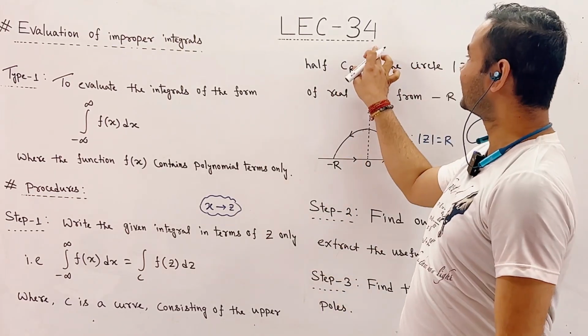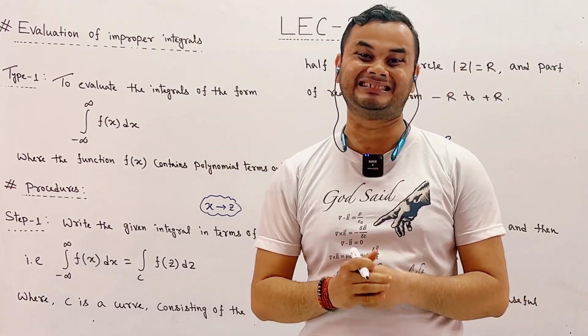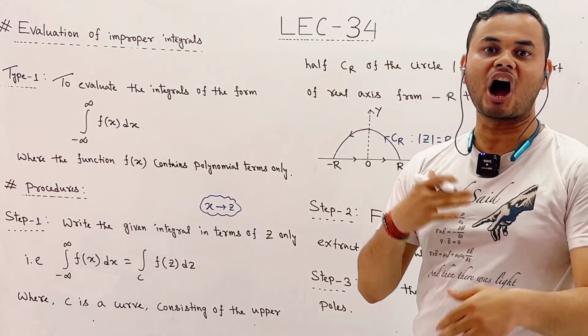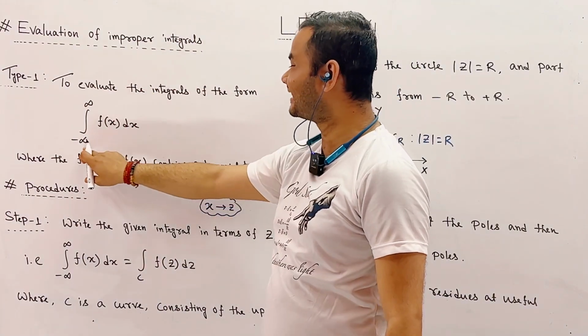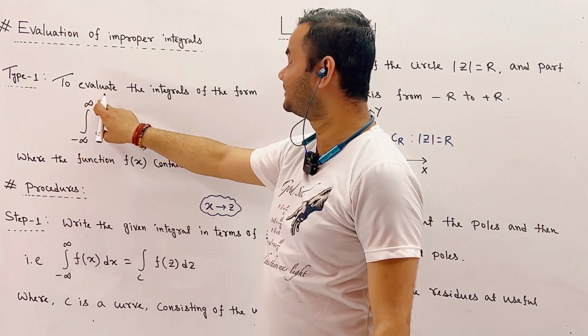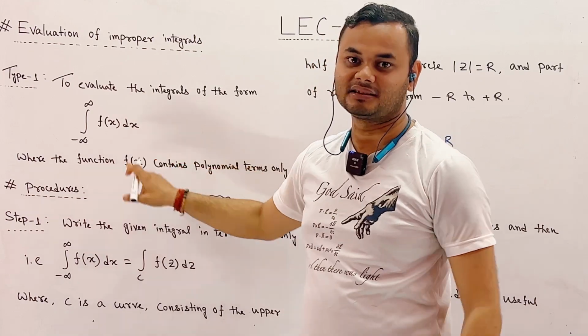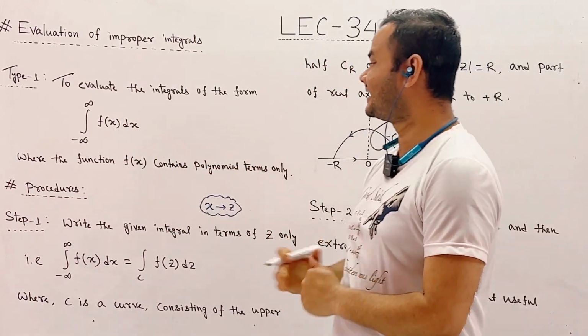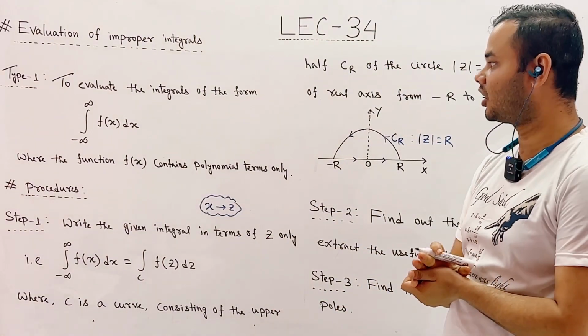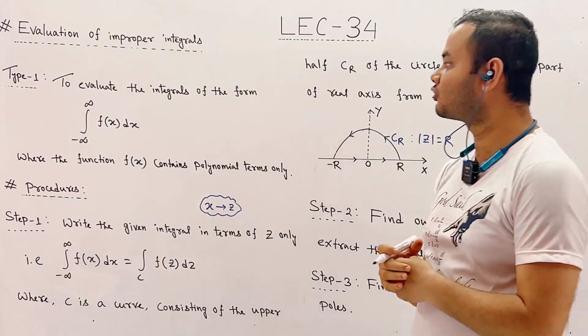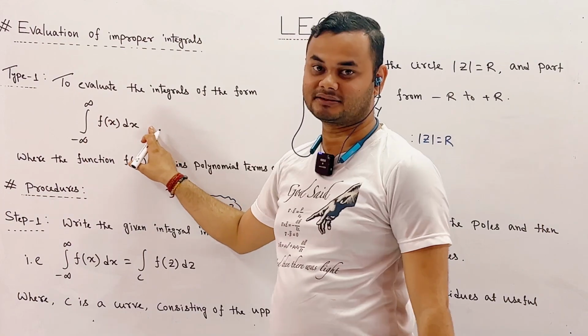This is lecture number 34 on complex analysis. Today I am going to teach you how to evaluate the improper integrals of this type: integration from minus infinity to plus infinity of f of x into dx. Here one important point is that this function f of x contains the polynomial terms only. Now let us learn how to evaluate this type of integrals.